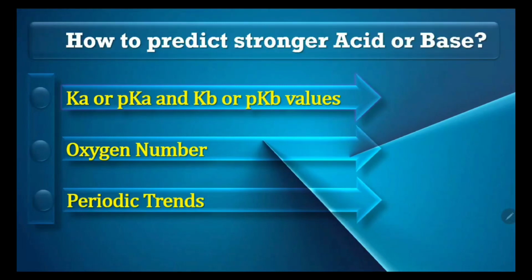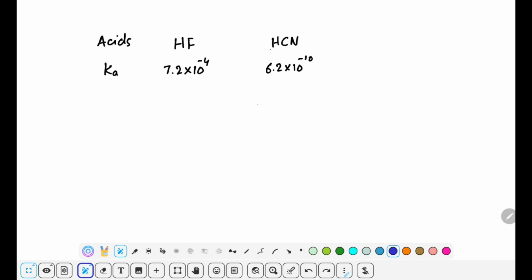Well, these three things will help us to predict the strength of an acid or base. That is the acid ionization constant Ka or pKa, and the base ionization constant Kb or pKb values. The next is for oxyacids, where the number of oxygens helps us. And the other is the periodic trends of electronegativity in a group and period. Such things help us to predict the strength of an acid or base.